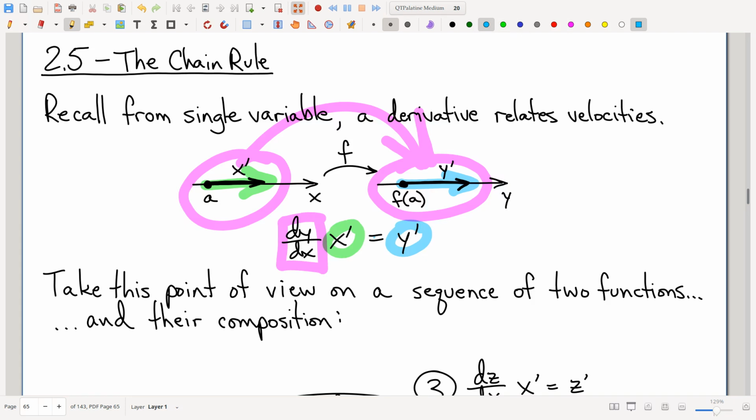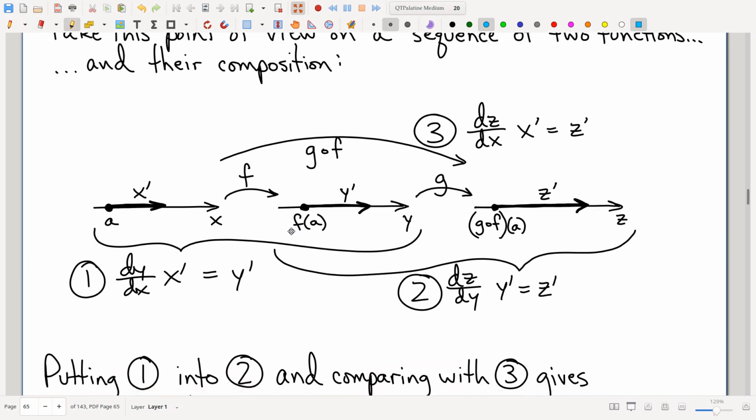Now, there are many different points of view on the derivative. I'm all for them. For the moment, we want to take that point of view on the derivative. Everybody good? All right, so derivatives are factors. They're multiplicative factors. And with that point of view, let's look at a composition of functions.